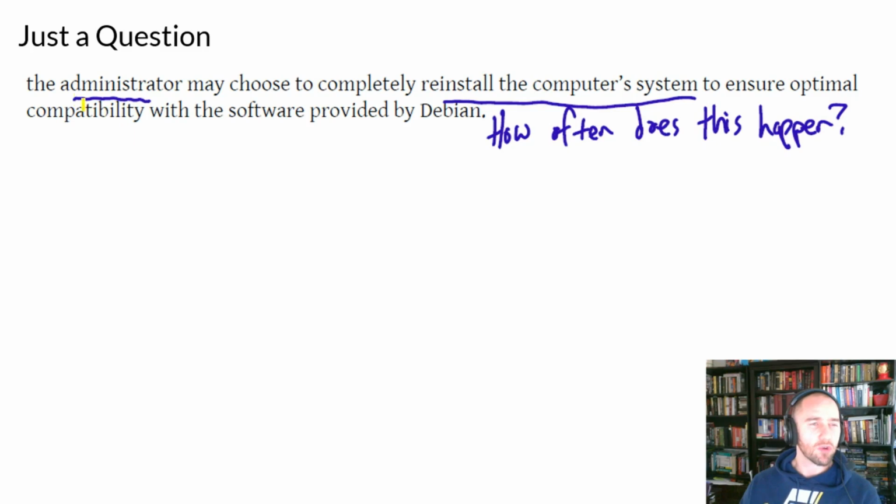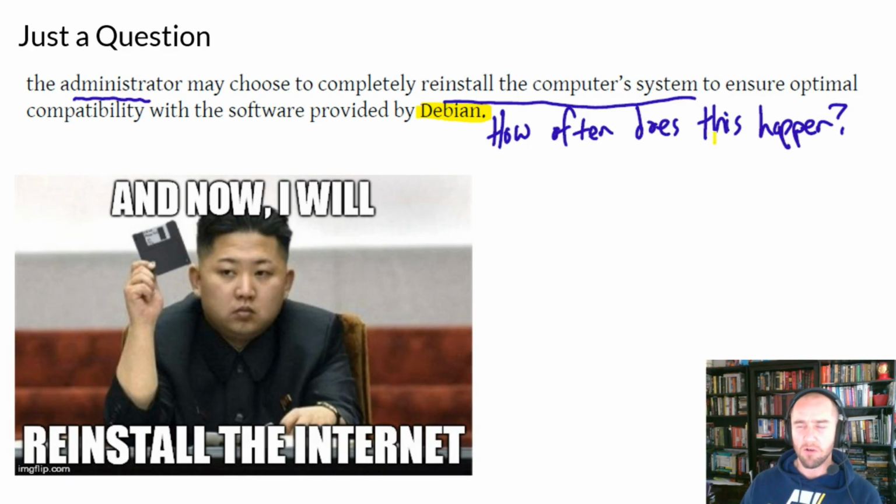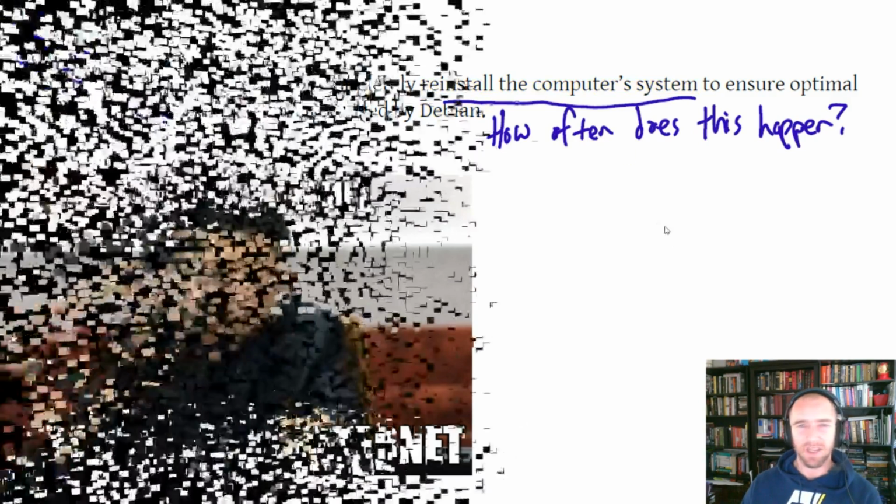So here we go. Remember, you're the system administrator, and you may choose to completely reinstall the computer's system to ensure optimal compatibility with the software provided by Debian. I think they're saying this in the sense that maybe you already have a Debian, in which case I'm going to show you something specific you can do. But this sentence kind of gave me the heebie-jeebies. I'm wondering, how often does this happen, where you just for fun reinstall the entire computer system just in case? It seemed like such an awkward sentence in this handbook.